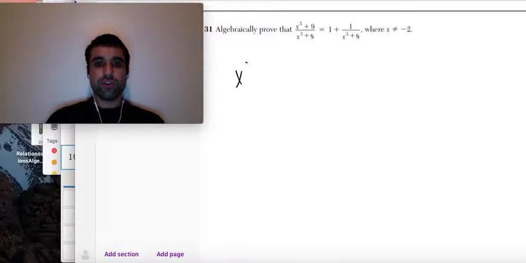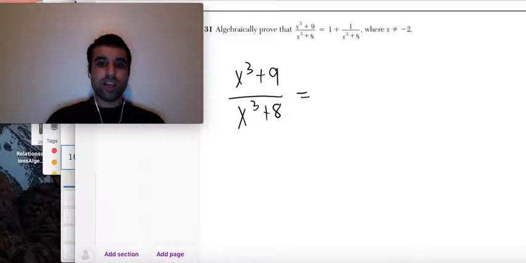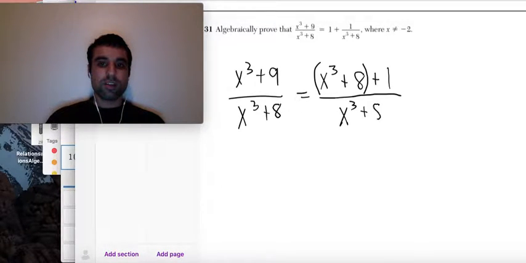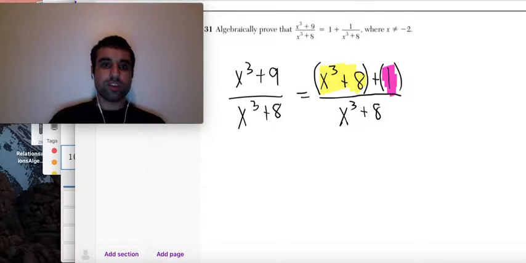One way is you start with the original expression, x cubed plus 9 over x cubed plus 8, and then you think, okay, I have to have x cubed plus 8. What could I do with this 9? I could break the 9 into 8 plus 1. And then the x cubed plus 8 divided by x cubed plus 8 is 1. So I'm going to group the x cubed plus 8 together. I could even put parentheses here. I didn't have to put these parentheses here, but I did just so we could separate them.